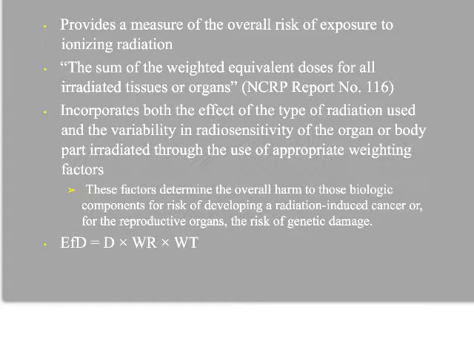NCRP report number 116 defines it as the sum of weighted equivalent doses for all irradiated tissues or organs. And so the way it's calculated is indicated here below: the effective dose equals the absorbed dose times the radiation weighting factor times the tissue weighting factor.